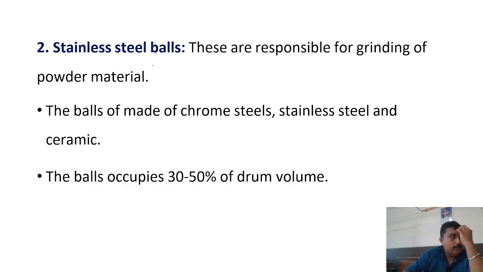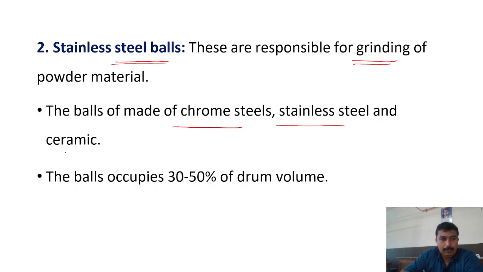Next, the second component of the ball mill is the stainless steel balls. The stainless steel balls are actually responsible for the breakdown of the powder particles. The drum just holds the powder material and the stainless steel balls. Actually, the powders are broken with the help of the stainless steel balls. Balls are made of either chrome steel, stainless steel, or ceramic. These materials are resistant to corrosion and rusting. That's why these materials are used for fabrication of the balls.